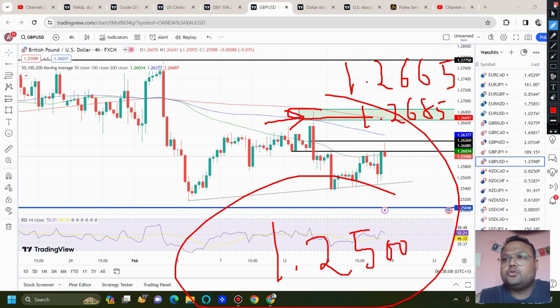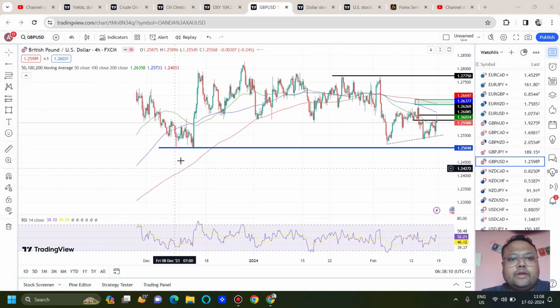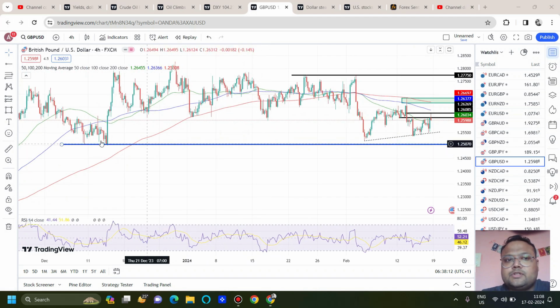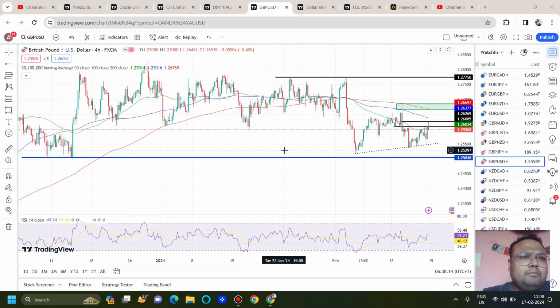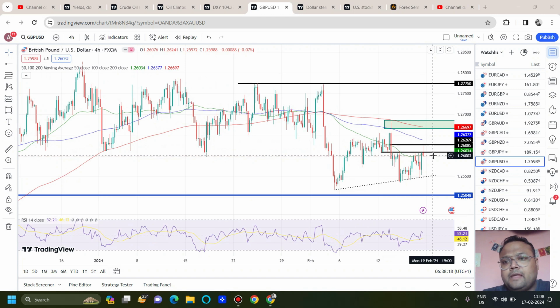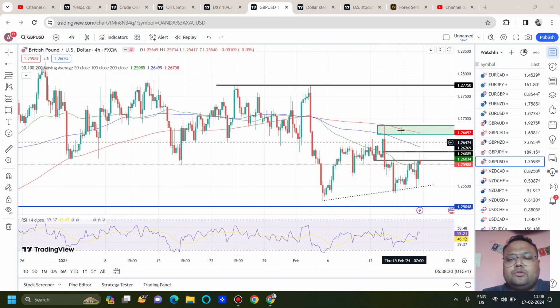the support zone. Okay, if I zoom out the chart, you can see around this area we have a strong support. So if not a complete trend reversal, at least we can expect a bounce around this area. Apart from these two levels, I do not see any proper reliable trading opportunities.